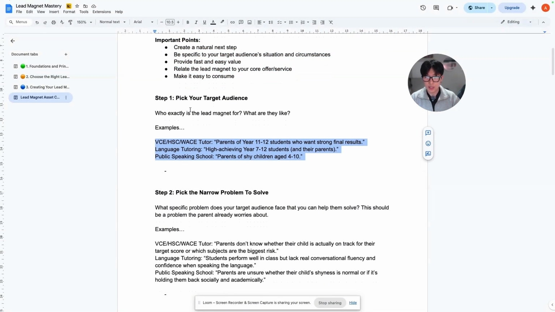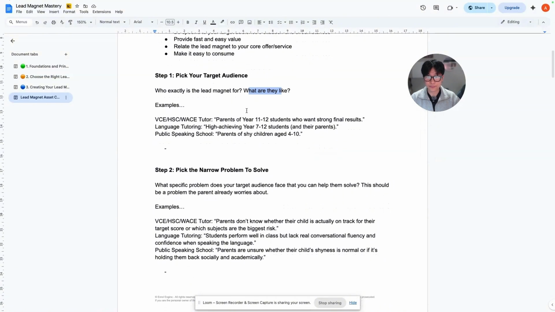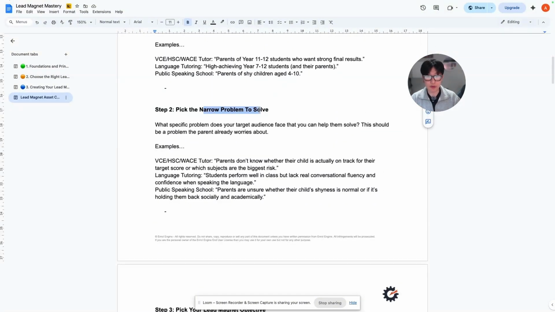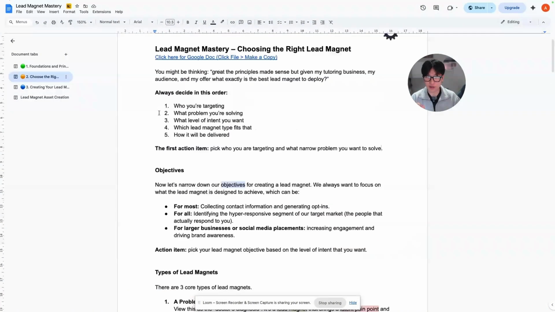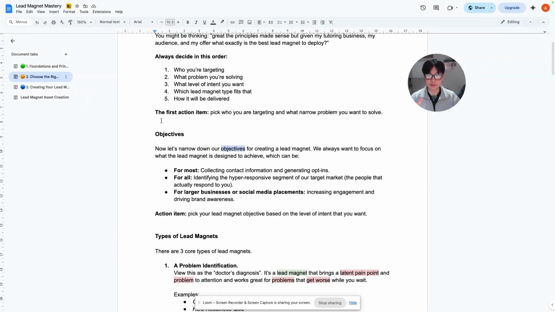For step 1, have a careful think about your target audience, who you're actually presenting the lead magnet to, and describe what they're like and who they are. Also do step 2, which is picking the narrow problem they face that you want to solve. A small and very specific problem that your target audience faces, something that you can help them solve. And it should be a problem the parent already worries about right now. So we have some examples for you to hear. I want you to pause the video now and complete step 1 and 2. Cool. I'm assuming that you've done that, so let's hop back over to the document and let's talk about objectives.